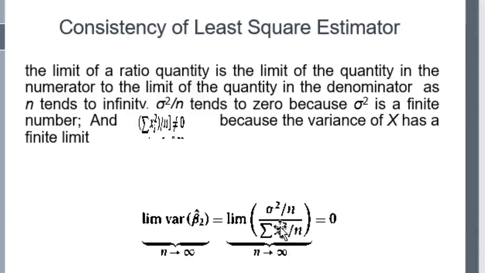Then this whole term will be equal to 0. This is the consistency property of the least square estimate.